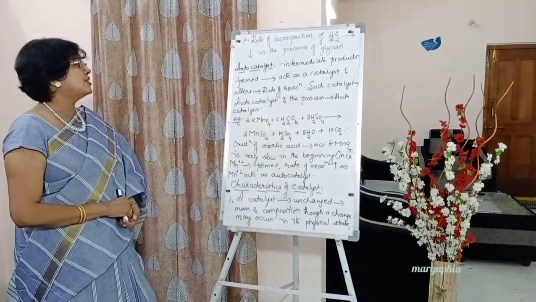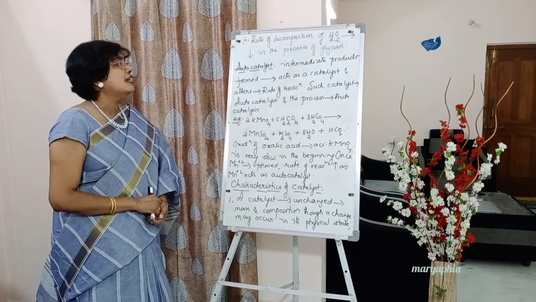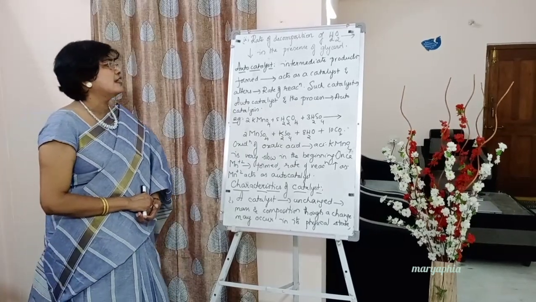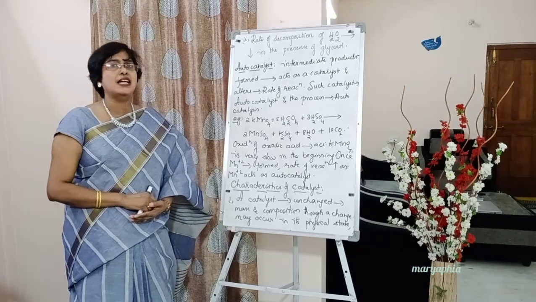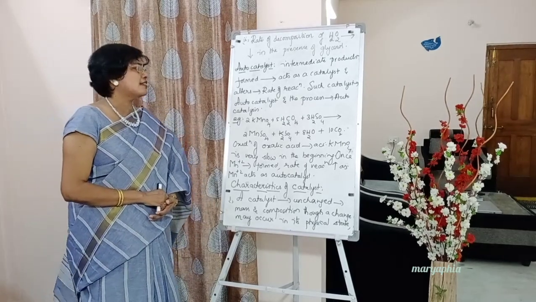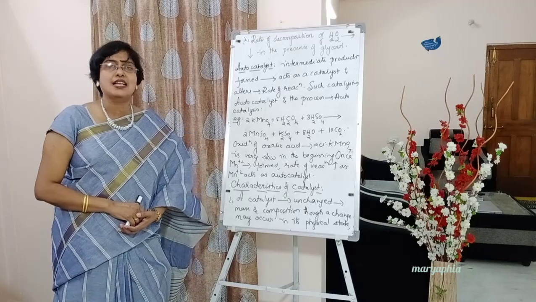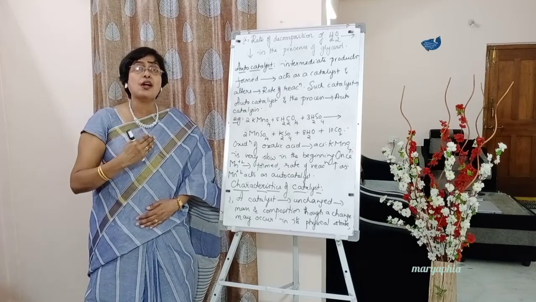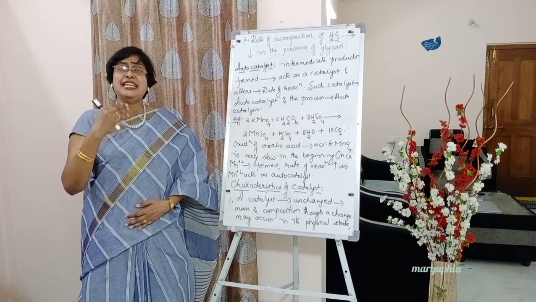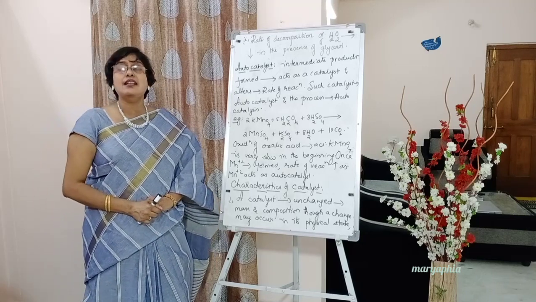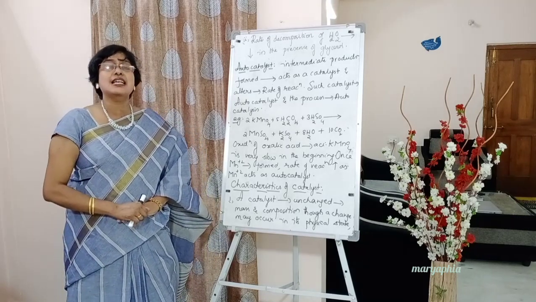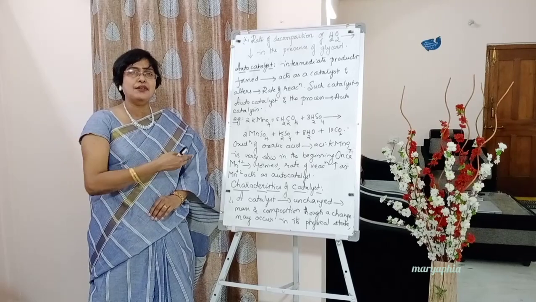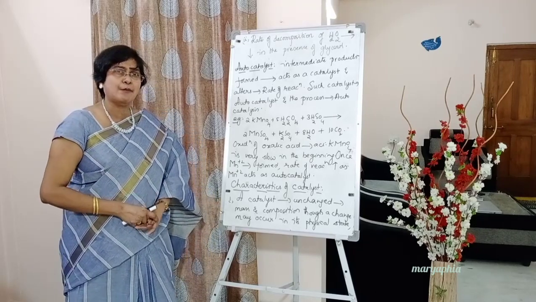So I have written here the definition. There are few reactions in which intermediate products formed itself acts as a catalyst and alters the rate of reaction. Such catalyst is called as autocatalyst and the process is called as autocatalysis. Understood? There are few reactions in which the product formed itself acts as a catalyst and alters rate of reaction. Such catalyst is called as autocatalyst and the process is called as autocatalysis. If you look at the example, you will understand. Write down the example for this.